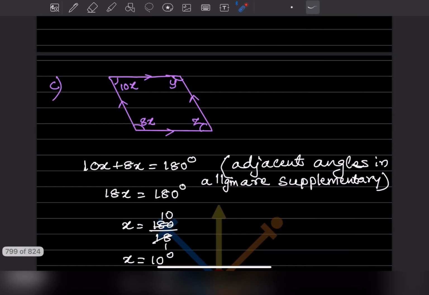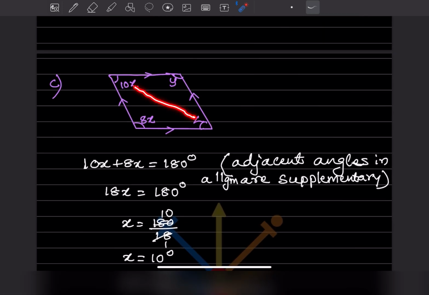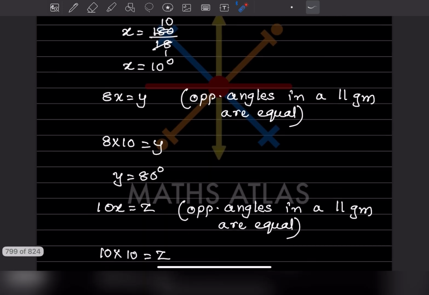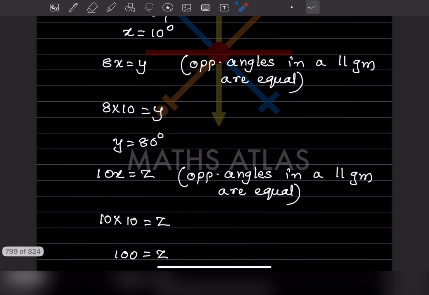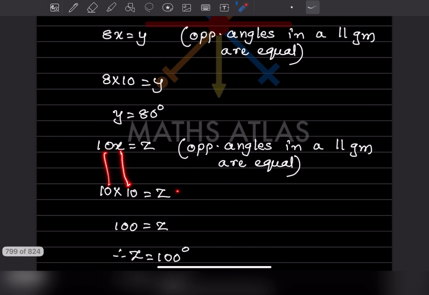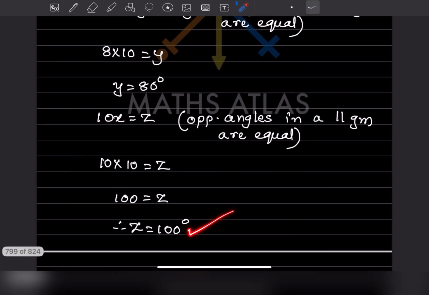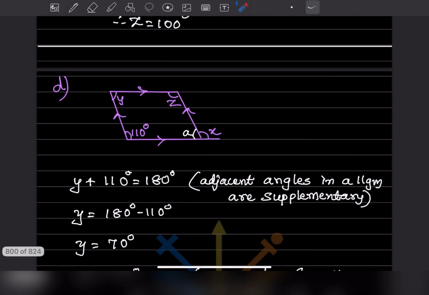So now again what we can see here, these are also both the opposite angles. So we can say 10x is z. So 10 into 10, that is going to be z. So 100 is equal to z. So z is going to be 100. Now we'll go for the next one.